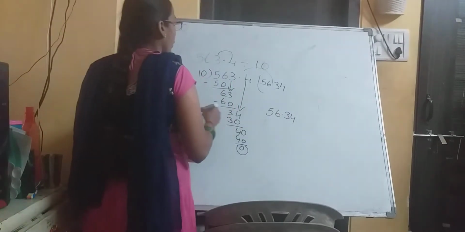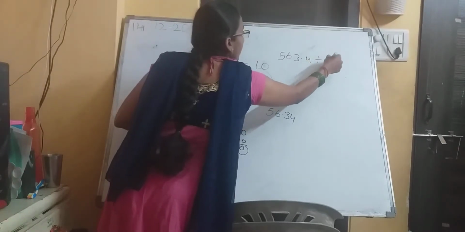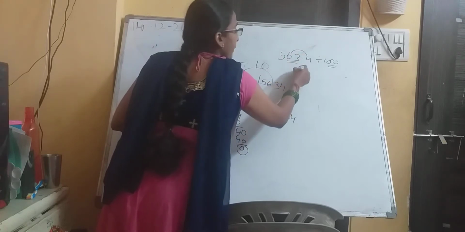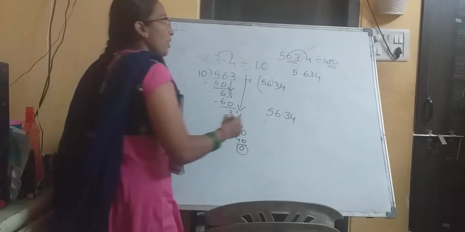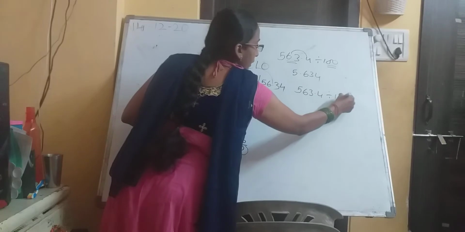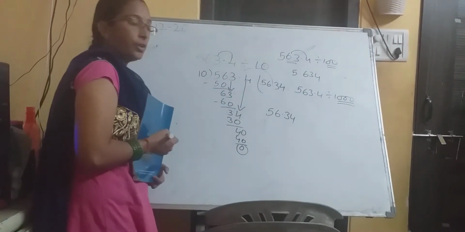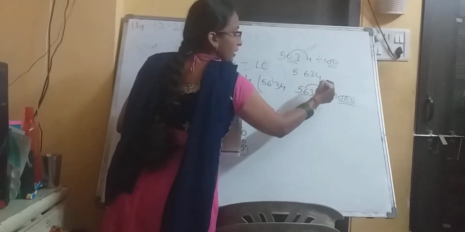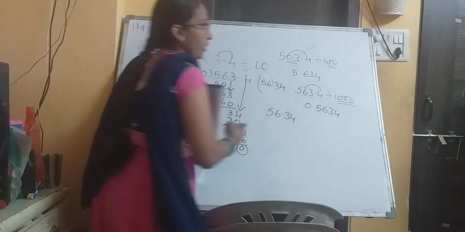If you have 2 zeros, the same number if you divide with 100. Divided by 100. You have how many zeros? 2 zeros. So 2 numbers will go to this side. 5.634. Like this you are going to get. If you have the same number 563.4 divided by 1000, how many zeros you have? 3 zeros. So 3 numbers will go after the point. 0.5634. Like this you are going to get. Followed?